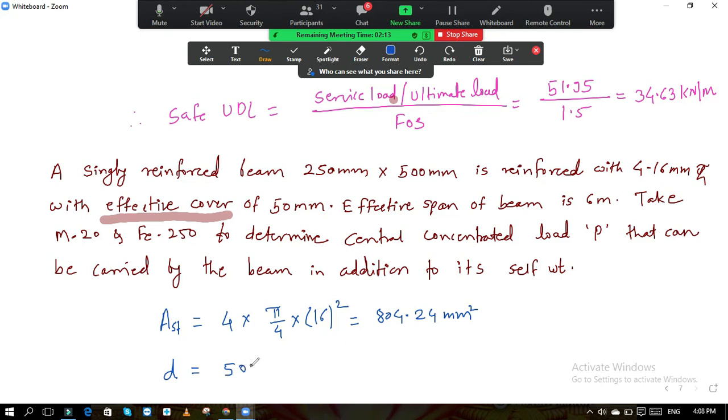Overall depth capital D is 500 minus now the effective cover 50. So it is not a clear cover. If the problem had said just cover, or suppose clear cover of 50 mm, then what would you have done? In that case we would have had to minus: 500 minus 50 minus 16/2, the half bar diameter, in the case of clear cover or if only cover, these types of words are given in the problem. But they have directly given you the effective cover. So you just need to minus this effective cover. So it is 450 mm.